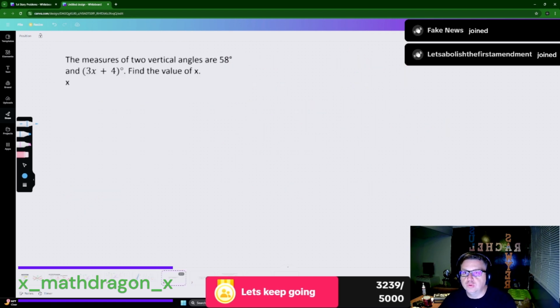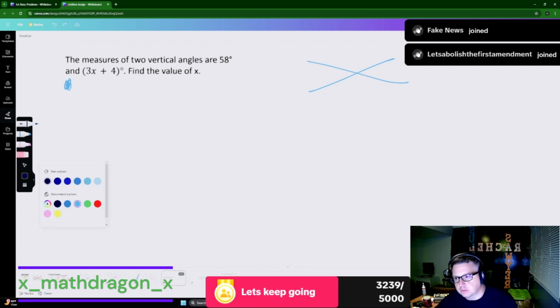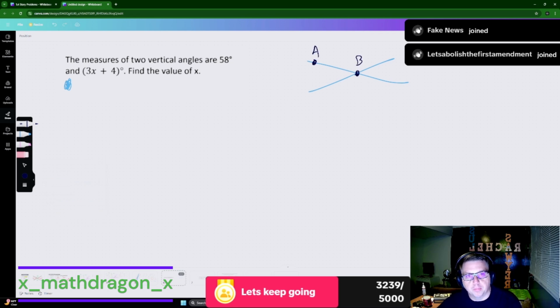The measure of two vertical angles are 58 and 3x plus 4. Find the value of x. And this must have been something else. Okay, so what do I have? I've got vertical angles. And let's label it A, B, hold on. Bad practice, bad form. Let's do this. Capital A, capital B, capital D, capital P, capital Q. I don't want anyone, we're going to do it strictly by this.